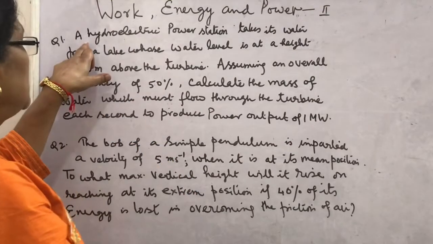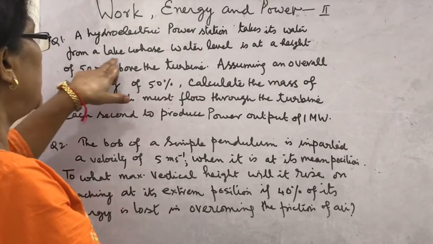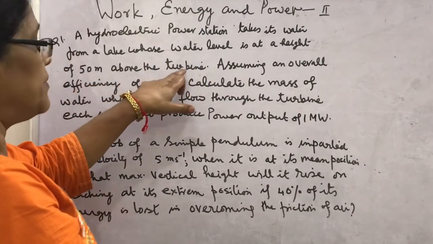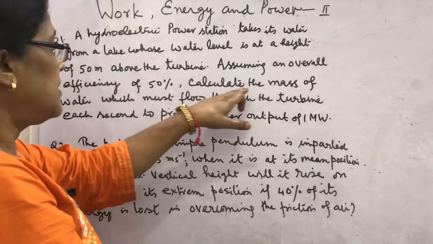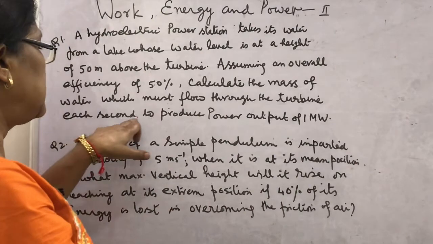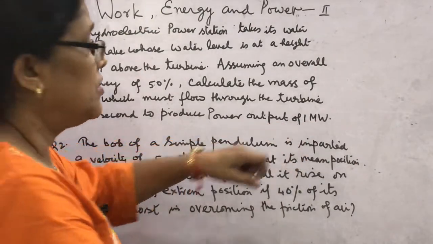Look at the first question. A hydroelectric power station takes its water from a lake whose water level is at a height of 50 meters above the turbine. Assuming an overall efficiency of 50%, calculate the mass of water which must flow through the turbine each second to produce a power output of 1 megawatt.